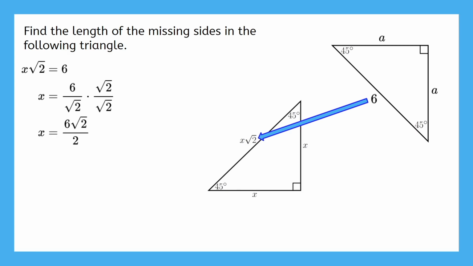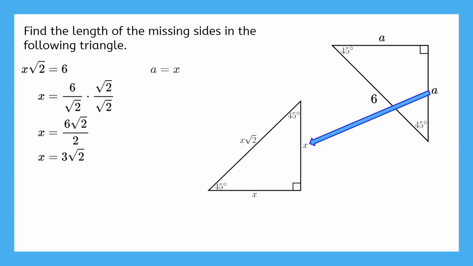As one final step, notice that 6 divided by 2 is 3, giving us that x equals 3 times the square root of 2. Finally, let's use the other arrow to get that A equals x. Oh, this is wonderful because we already have x. A equals 3 times the square root of 2. Therefore, the length of both missing sides is 3 times the square root of 2.